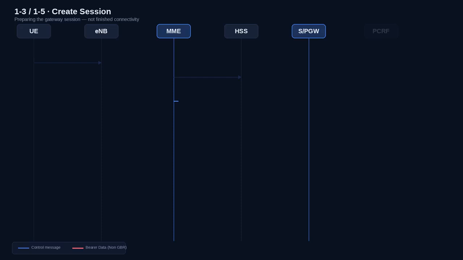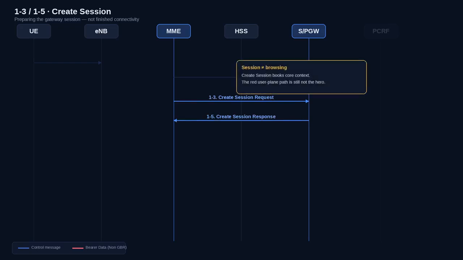Armed with subscription context, the MME turns right toward the gateway. Step 1-3, create session request sent toward the S/PGW. This is the moment the network stops only talking about identity and starts preparing a session. The control plane object that will anchor addressing, charging anchors, and the future default bearer. Notice the order carefully. Creating a session is not the same as telling the phone you are attached.